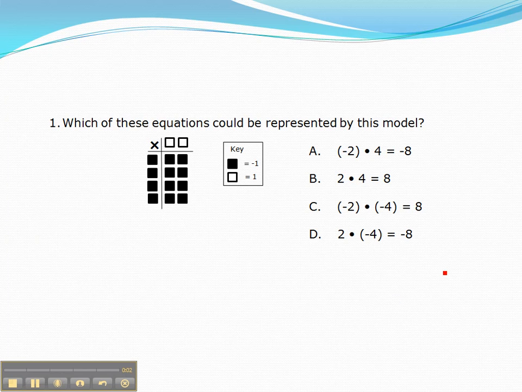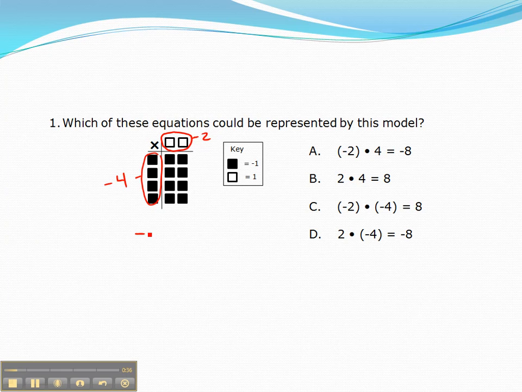Okay, we have a test tomorrow on integer operations, squares and square roots, and order of operations, PEMDAS. So this first problem on the review asks which of these equations could be represented by this model. So the key is telling us that the black squares represent -1 and the white squares represent +1. So up here we have 2 positives, so that's +2. And over here we have 4 negatives, so that's -4.